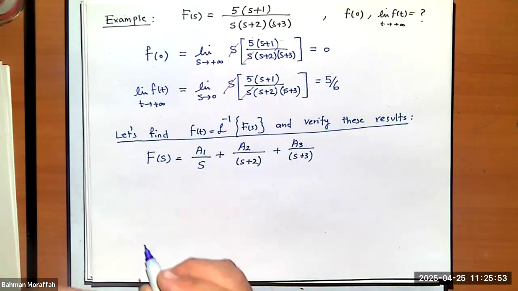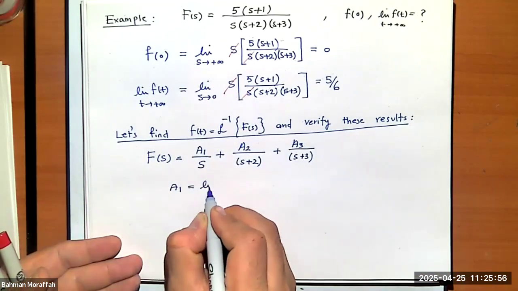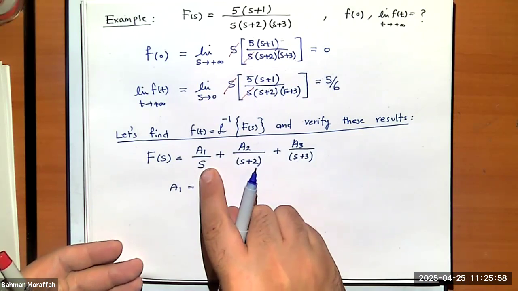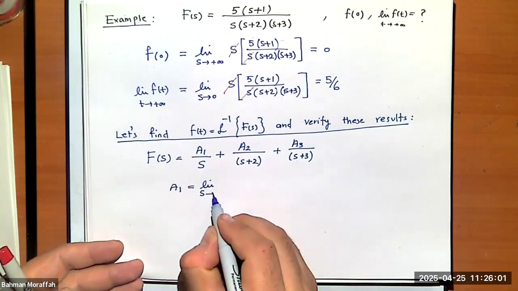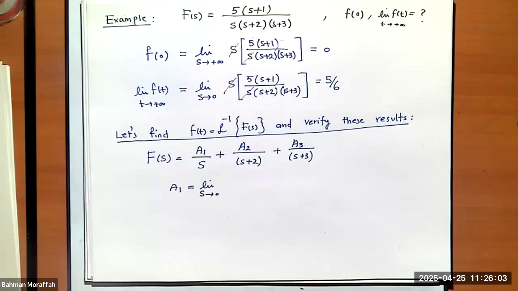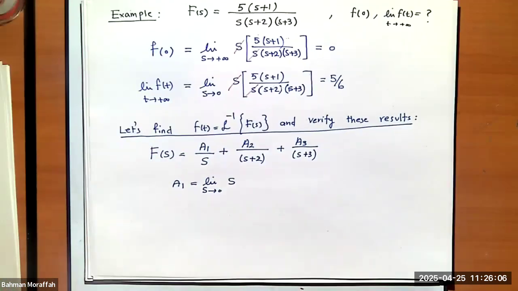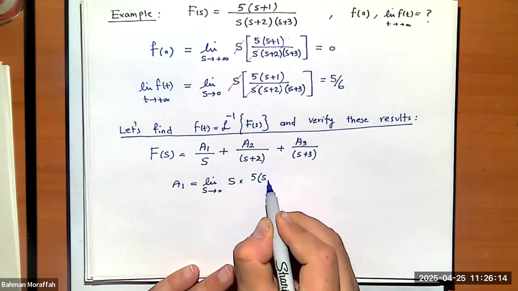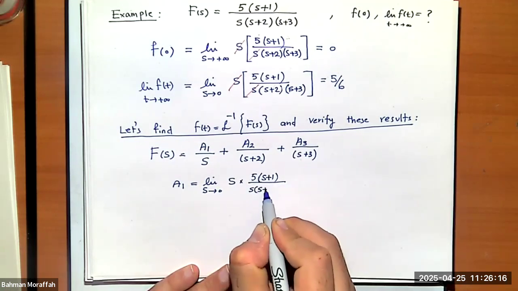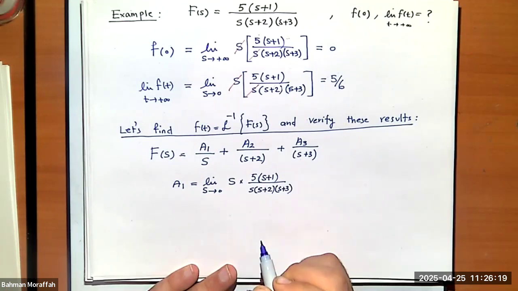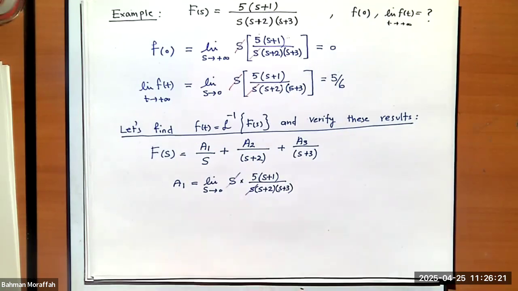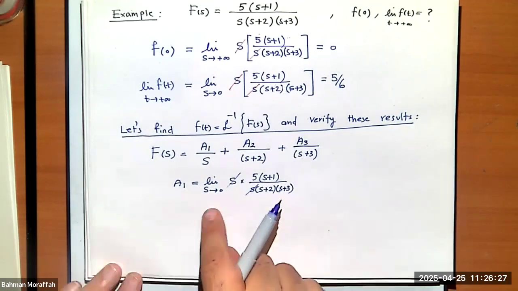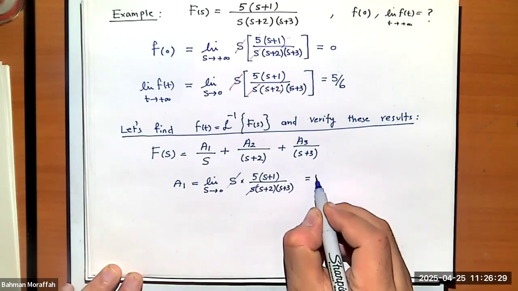I know a1 is the limit when s goes to a pole, which is 0 over here, times s minus my pole. The pole here is 0, so it's s, times my F of s. So it's s times (5s + 1) divided by s times (s + 2) times (s + 3). This s and this s cancel each other out. This is a very simple limit. I set s to 0, and I get 5 over 6.